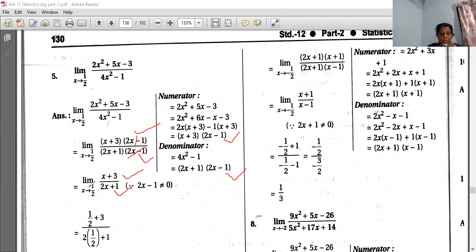Now you have to substitute the value of x, that is 1 by 2. Here you have to write 1 by 2. So 1 by 2 plus 3, and 2 into 1 by 2 plus 1. Then this 2 will be reduced. And here you have to multiply. You have to take the LCM here. 3 will be multiplied with the 2. So 1 plus 6 upon 2. Right? Did you understand up to here? 1 plus 6 upon 2.